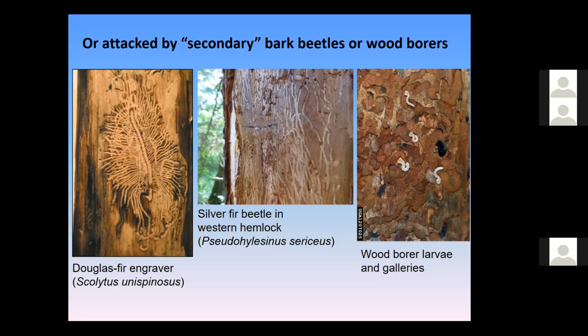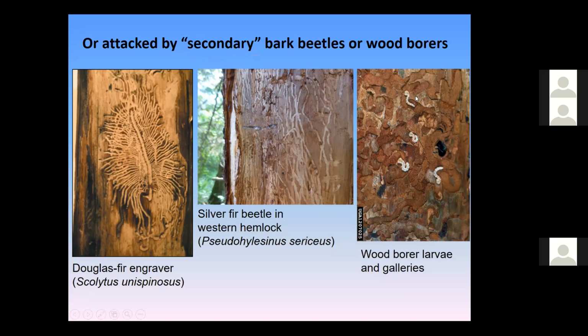And so when you see these galleries, especially these days, it's not always a safe assumption that the beetles killed the tree. It may be that something else has damaged the tree, like a root disease, flood, drought, and construction damage, you name it. There's all kinds of different things that could have happened to the tree. And so we often call these secondary bark beetles.